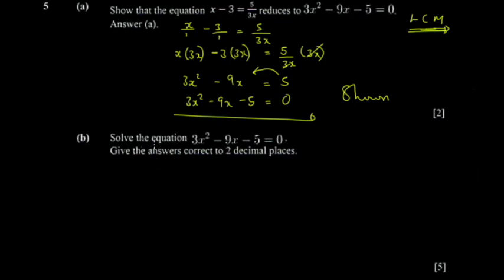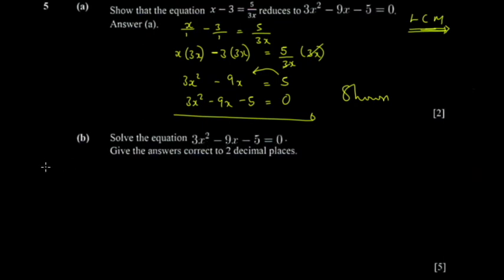And then the next part asks you to solve this equation. You're supposed to give your answer correct to 2 decimal places. This is an important guideline. You're told to put your answer to 2 decimal places. So the way that you do it is you're supposed to use the quadratic formula.